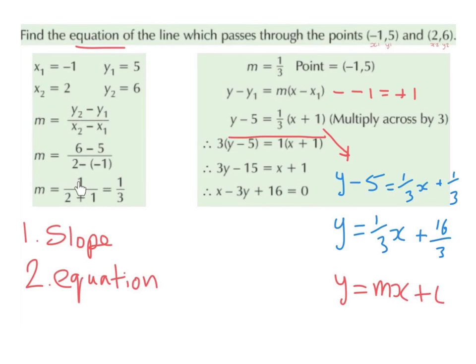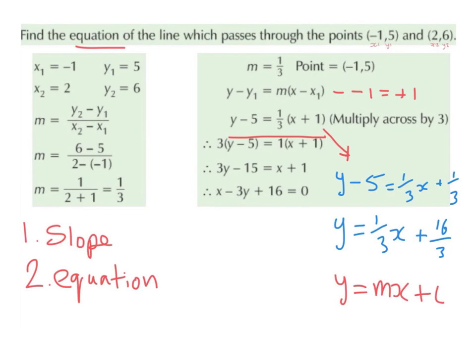So 6 minus 5 is 1, and 2 minus -1 is 2 plus 1, which is 3. So m is equal to 1/3, the slope is equal to 1/3. Next, we're going to use our equation of straight line formula, which is y minus y1 equals m times x minus x1. Again, this formula is given to us in our formula book.